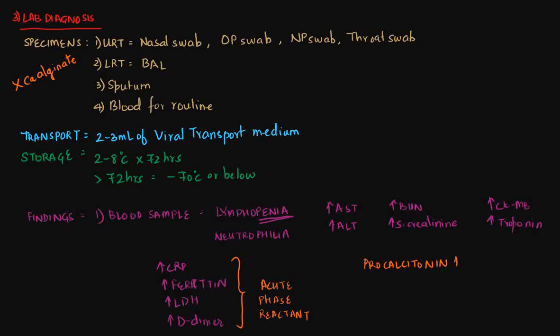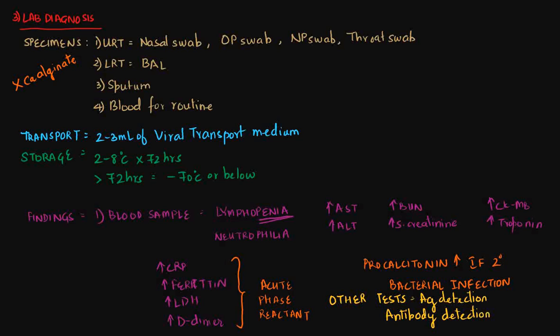Procalcitonin may be increased if there is a superimposed bacterial infection. In isolated viral infection, procalcitonin is not increased. Other tests on blood include antigen detection using immunochromatography, and antibody testing. This detects the immune response to the virus in case of suspected exposure. So we test for IgM, which is usually raised 5 to 7 days after the infection, IgG, which is raised 10 to 15 days after the infection, and IgA is tested in mucosal secretions, usually seen 6 to 8 days after infection.